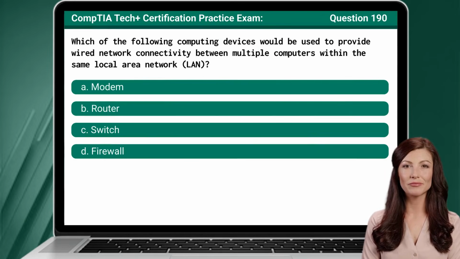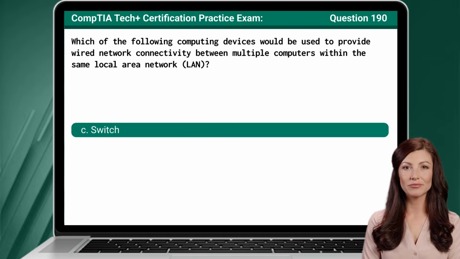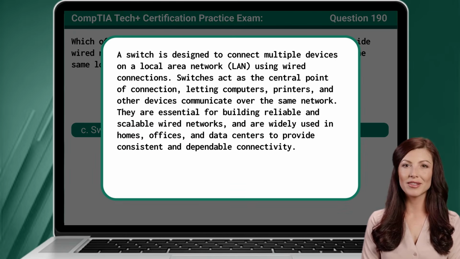Question 190. Which of the following computing devices would be used to provide wired network connectivity between multiple computers within the same local area network? The answer is C. Switch. A switch is designed to connect multiple devices on a local area network using wired connections. Switches act as the central point of connection, letting computers, printers, and other devices communicate over the same network. They are essential for building reliable and scalable wired networks, and are widely used in homes, offices, and data centers to provide consistent and dependable connectivity.